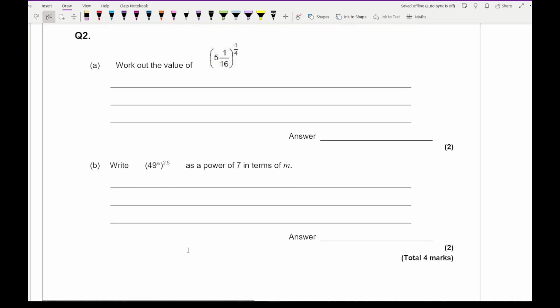Moving on to question 2, it says work out the value of 5 and 1/16 to the power of a quarter. Now for this particular question, what we want to try and do is write this as an improper fraction. To write it as an improper fraction, we multiply the big number by the bottom and add it to the top. So 5 times 16 is 80, add 1 is 81. So it's going to be 81 over 16 to the power of a quarter.